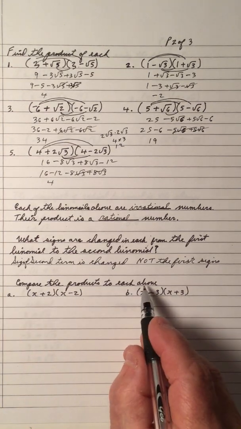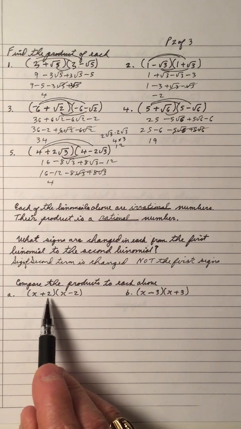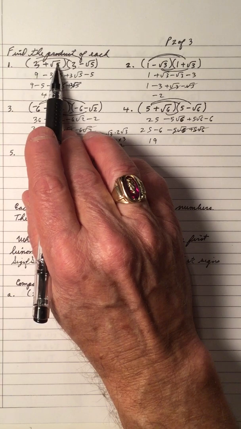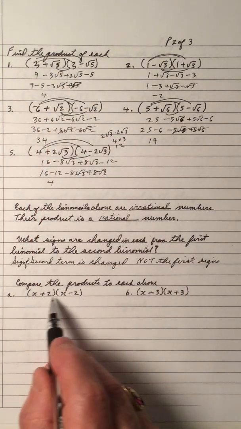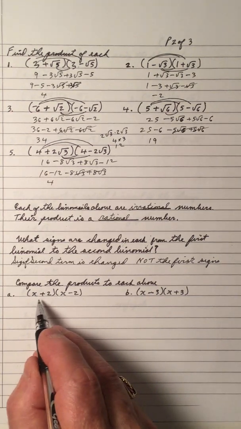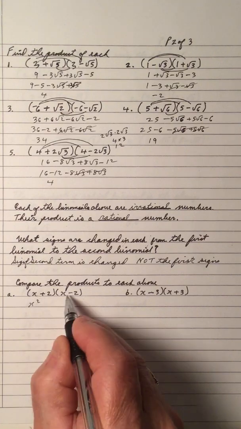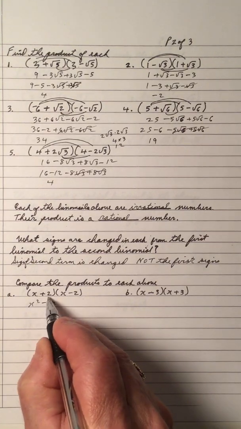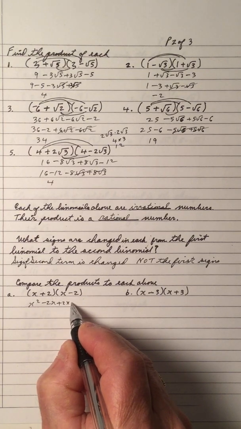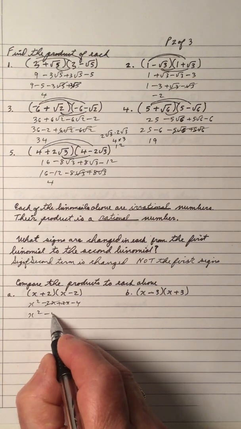Compare the product of each above. Let's compare. Notice that this is x plus root 2, x plus 2, x minus 2. Notice this is 3, 3, root 5, root 5. Same as this, only these got, should I say, literal coefficients. So x times x is x squared. X times negative 2 is negative 2x. 2 times x is 2x. 2 times negative 2 is negative 4. Notice that they cancel out and you get x squared minus 4.